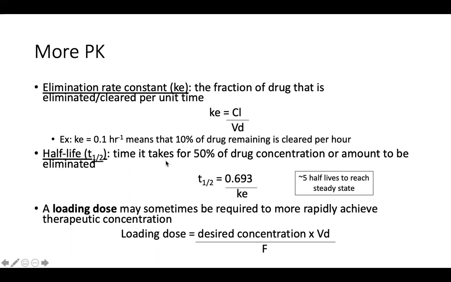Half-life is the time it takes for 50% of the drug concentration or amount to be eliminated. That's where we see the elimination rate constant come back into play. Remember that it takes about 5 half-lives to reach steady state. A loading dose may sometimes be required to more rapidly achieve therapeutic concentration. To eliminate at least 95% of the drug, it takes about those 5 half-lives.